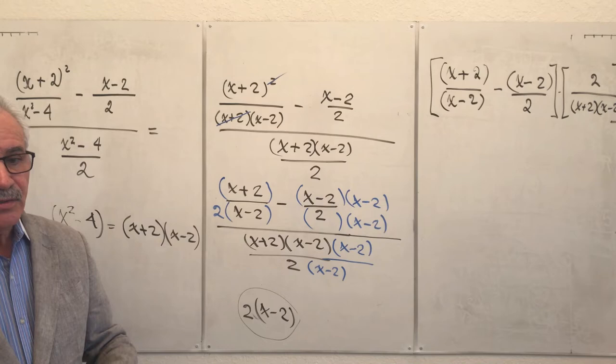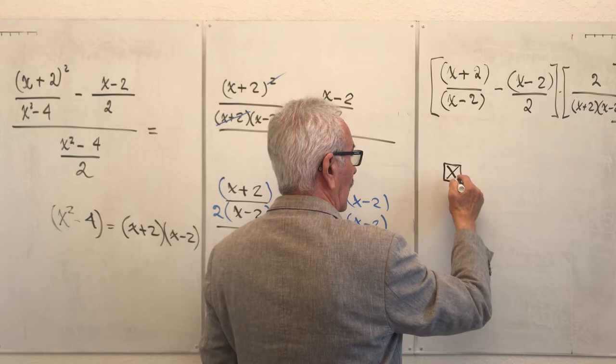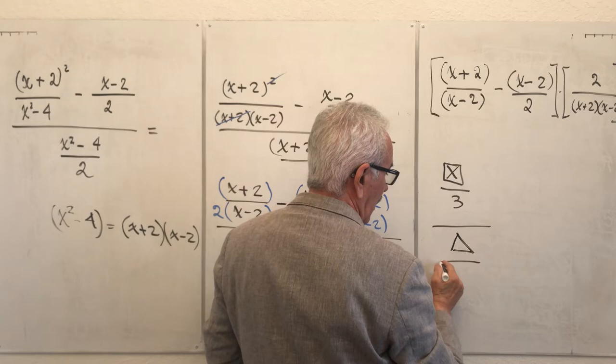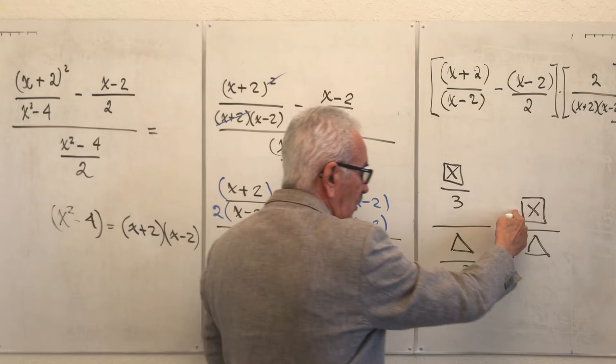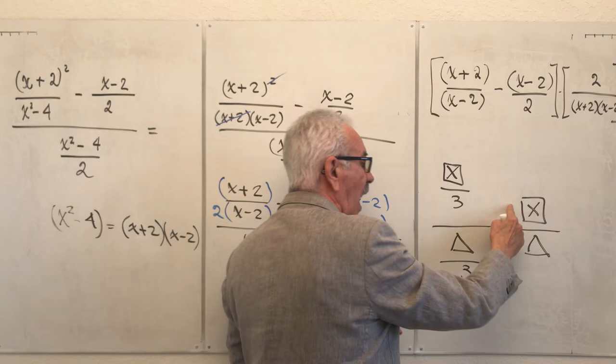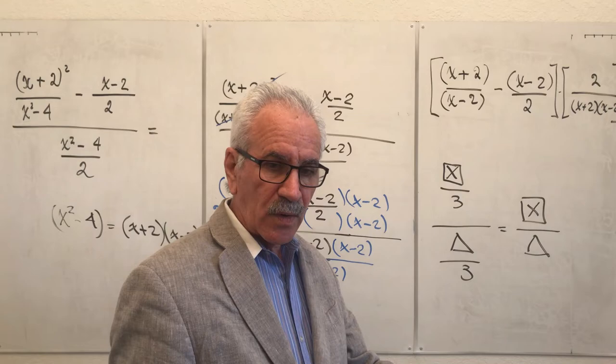Why will we cancel? Because if you have something divided by 3, something divided by 3, this is equal to that division. It's the same. 1/3 of this one is equal to 1/3 of this. 1/2 equals 1/2. 1 equals 1. So logically, it's very important that you follow logic every time. The same situation when we worked with fractions.